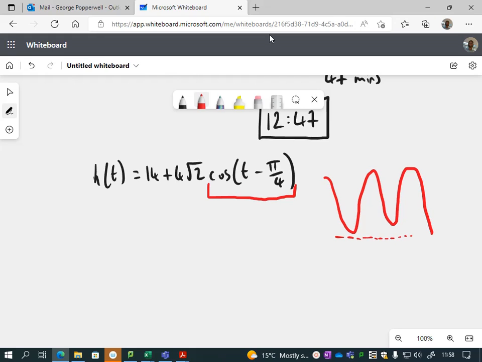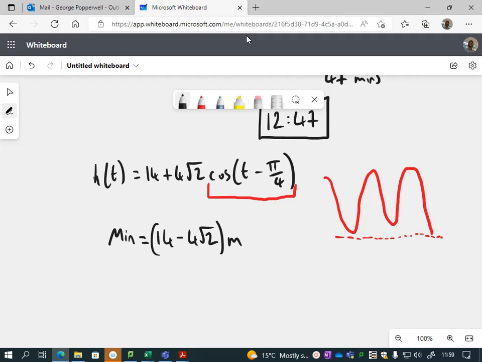It's going to occur when cos of t minus pi over 4 is equal to -1. Now, when it is equal to -1, what is that minimum going to be? It's going to be 14 minus 4 root 2. So that is the minimum height of the boy, in meters, I think. I should be putting that really. I don't actually check the units, but I'm assuming it's in meters. Okay, so that's the minimum height of the boy.